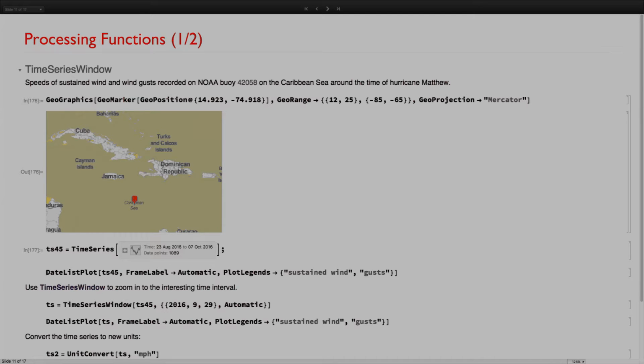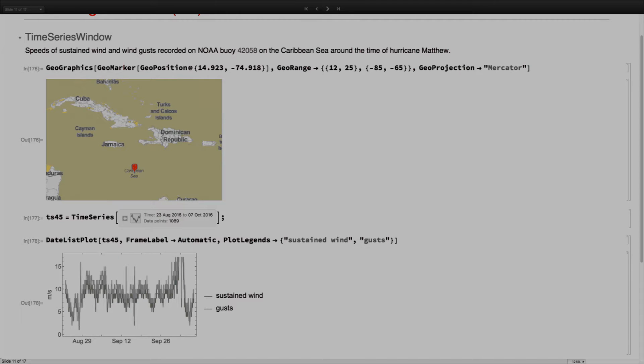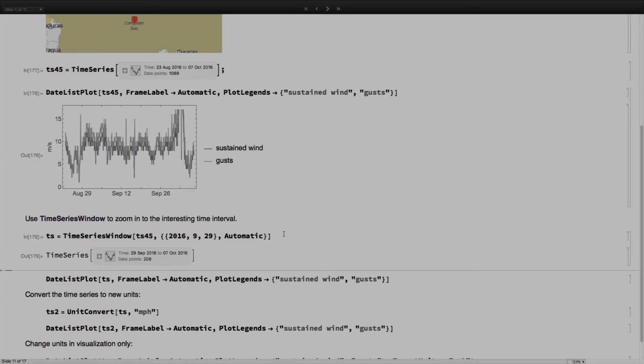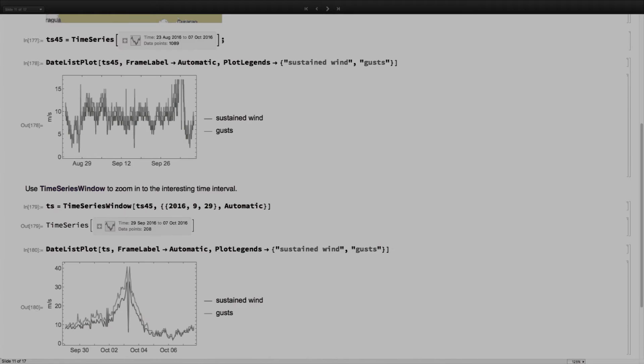And so when I plot this, it has two components: the sustained winds and gusts. And when I look at this, it looks meh. Okay, and I know when the hurricane happened. So what I can do is narrow myself, zoom into the window of time when it actually happened. So I'm going to start at the 29th of September. It automatically goes to the end of the time series, and then when I look at this, I see the interesting thing that happened.